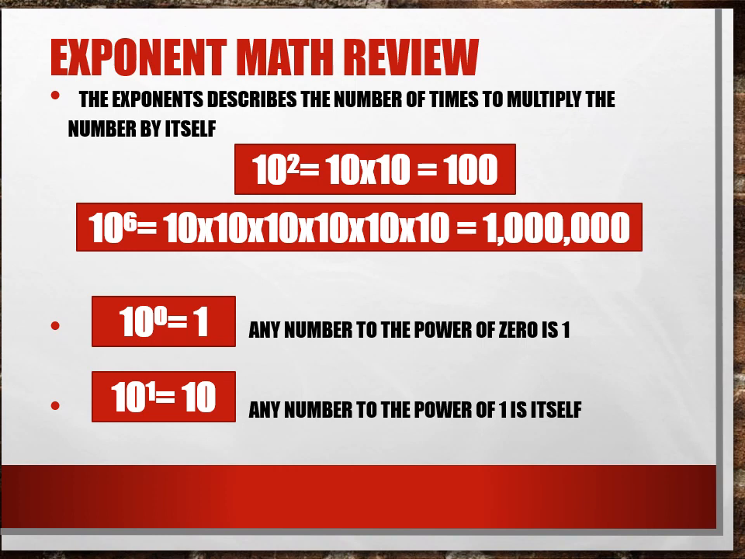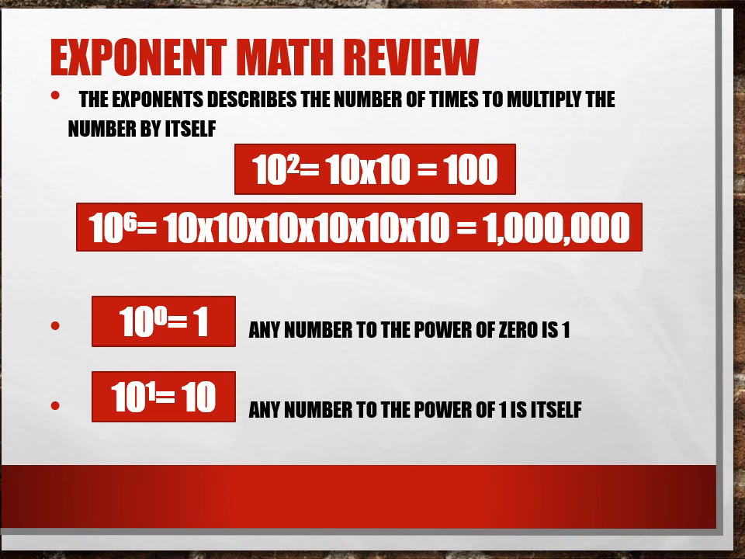Let's review some concepts of exponential math for just a second. So an exponent describes the number of times that you multiply a number by itself. So 10 multiplied by itself 2 times would be 10 squared. So that's 10 times 10, which is equal to 100. Or 10 to the 6th is 10 multiplied by itself 6 times, or 10 times 10 times 10 times 10 times 10 times 10, or a million. Now, in this case we're doing base 10, but whether we're doing 2 to the second power, 2 to the second power would be 2 times 2, 2 multiplied by itself 2 times.